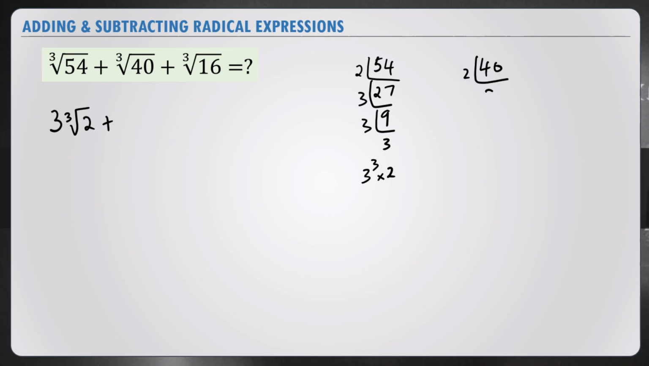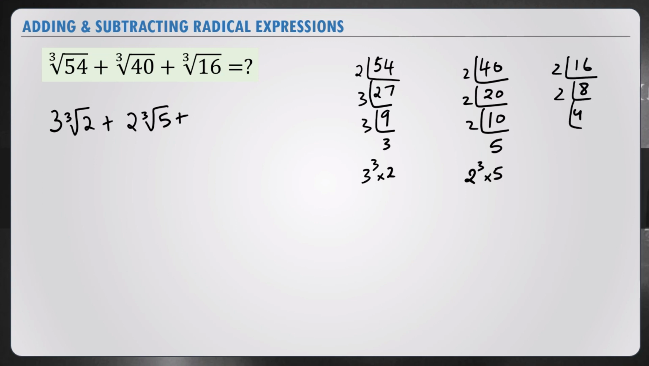We get 2, 20, 2, 10, 2, 5. So that's 2 cubed times 5. So that's 2 times the cube root of 5. Plus 16: 2, 8, 2, 4, 2 and 2, which is 2 to the power of 4. Since we are working with a cube root, it will be equal to 2 times the cube root of 2. The 2 will remain under the radical.